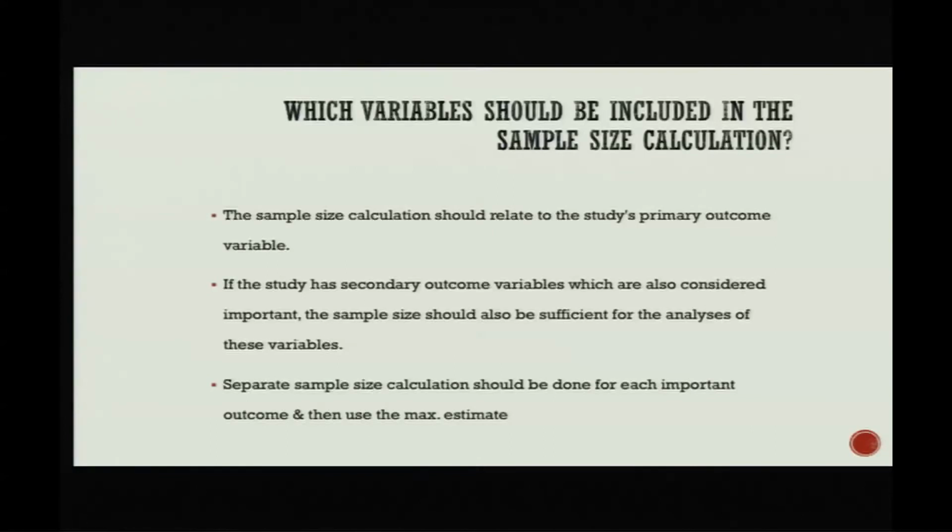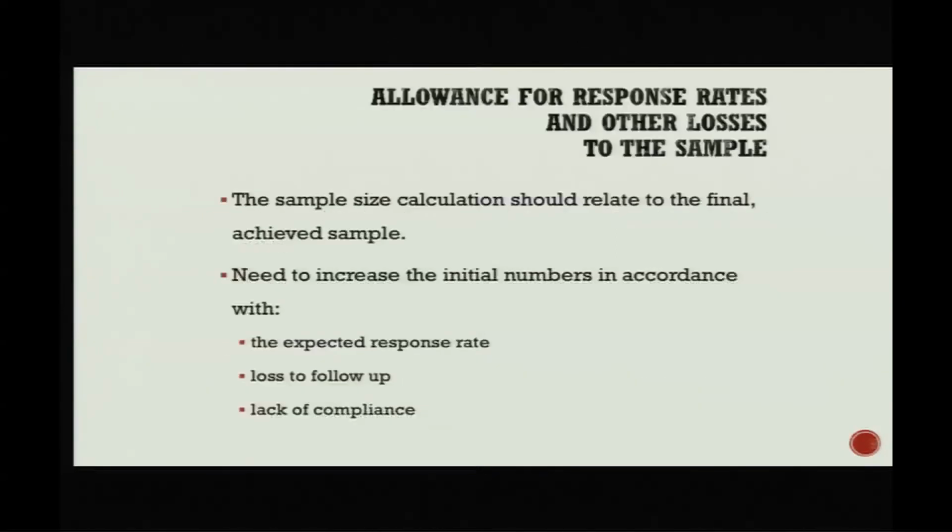So which variables should be included in sample size calculation? The sample size calculation should relate mainly to the primary outcome variable. So you look at the primary outcome variable, and that is the most important thing. If the study has multiple outcomes, so you have a primary outcome and multiple secondary outcomes, the sample size should be calculated in such a way that it is sufficient for analysis of the secondary outcomes as well. And a separate sample size calculation should be done for each variable, and then you take the maximum estimate.